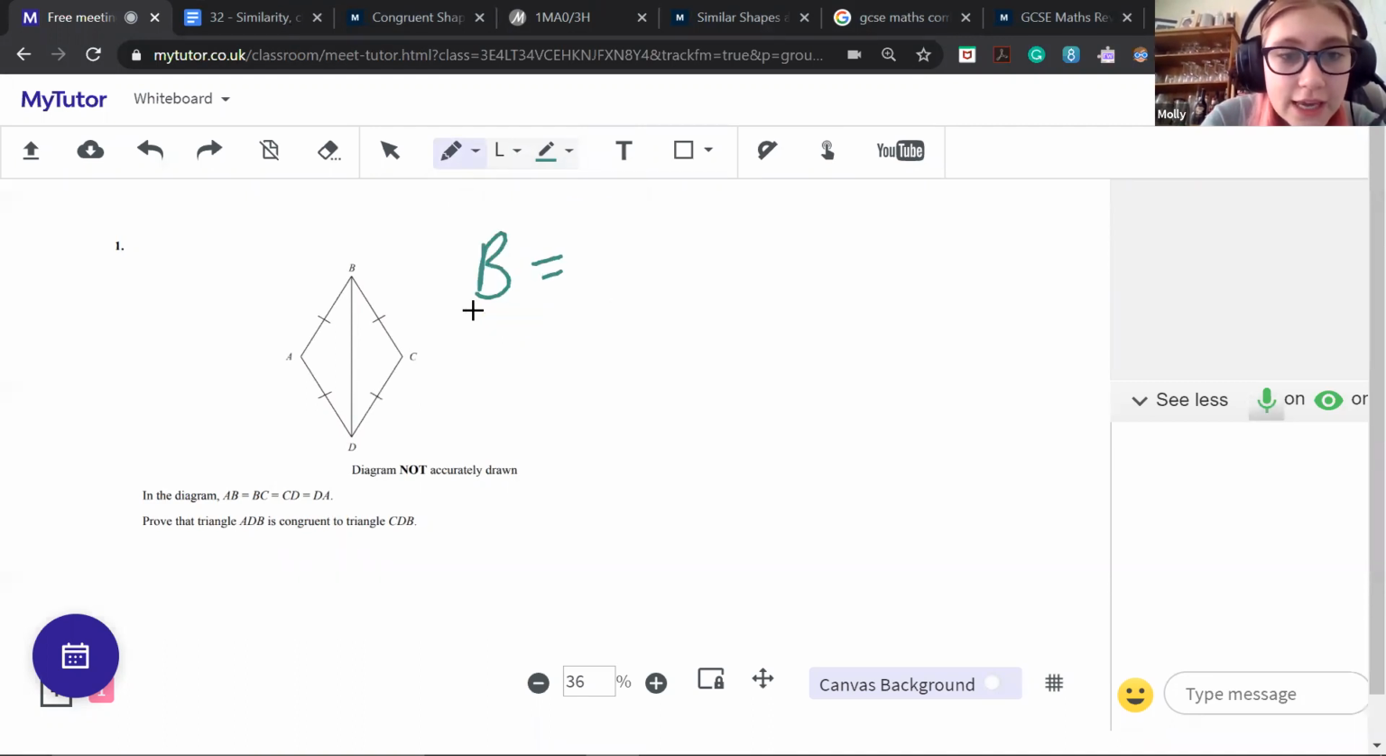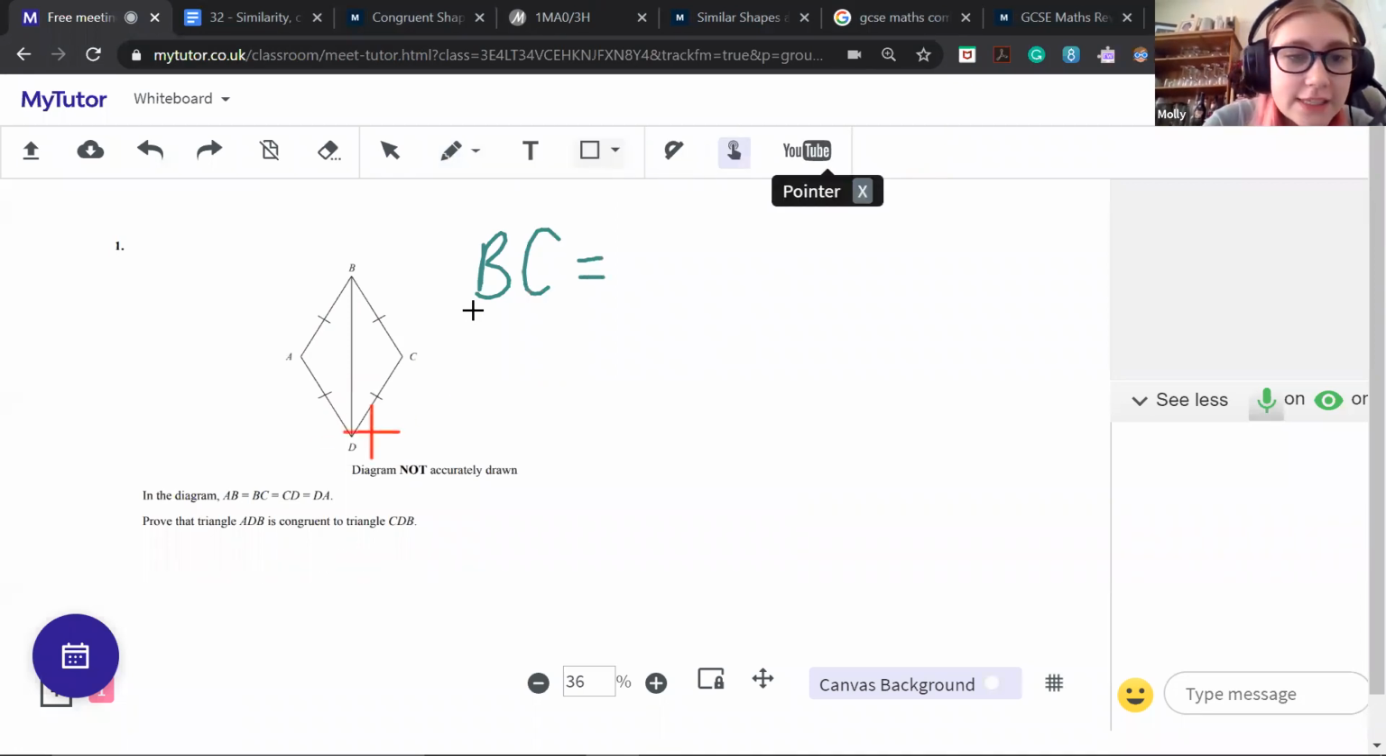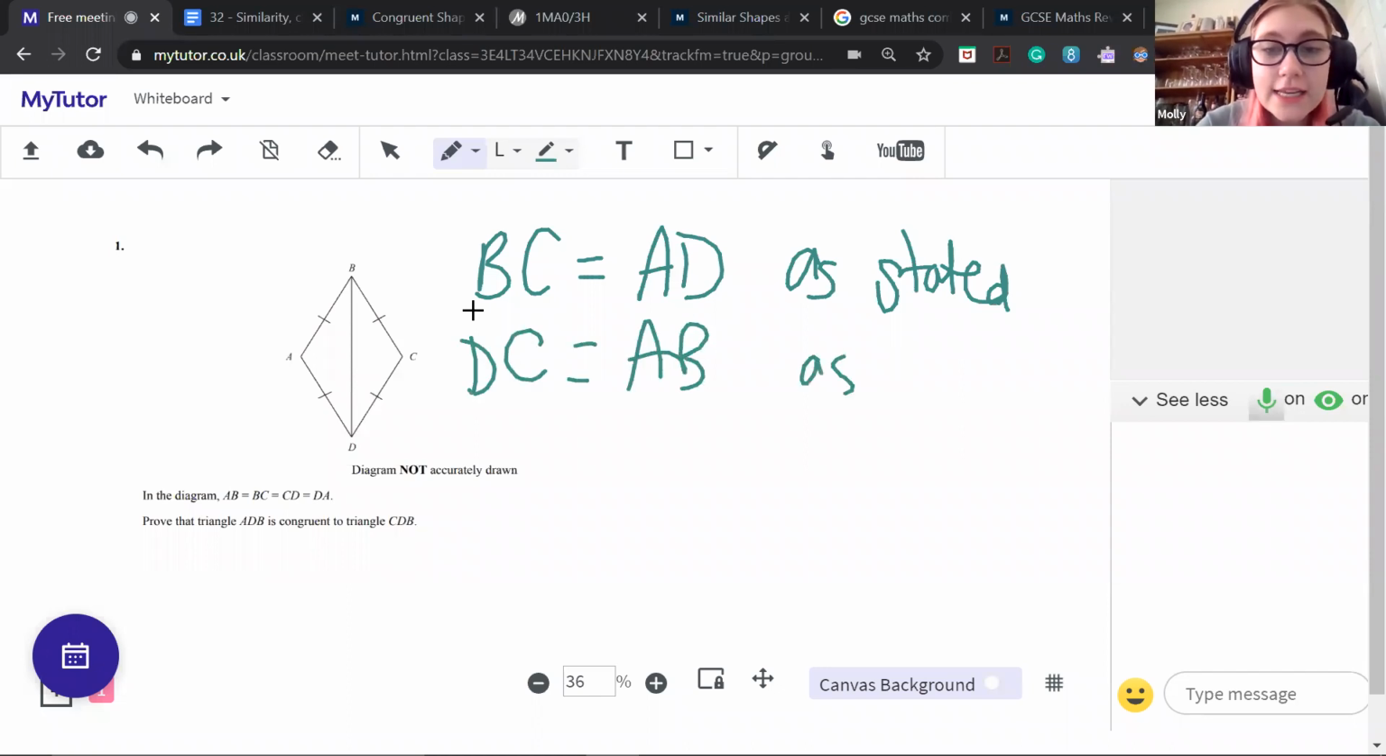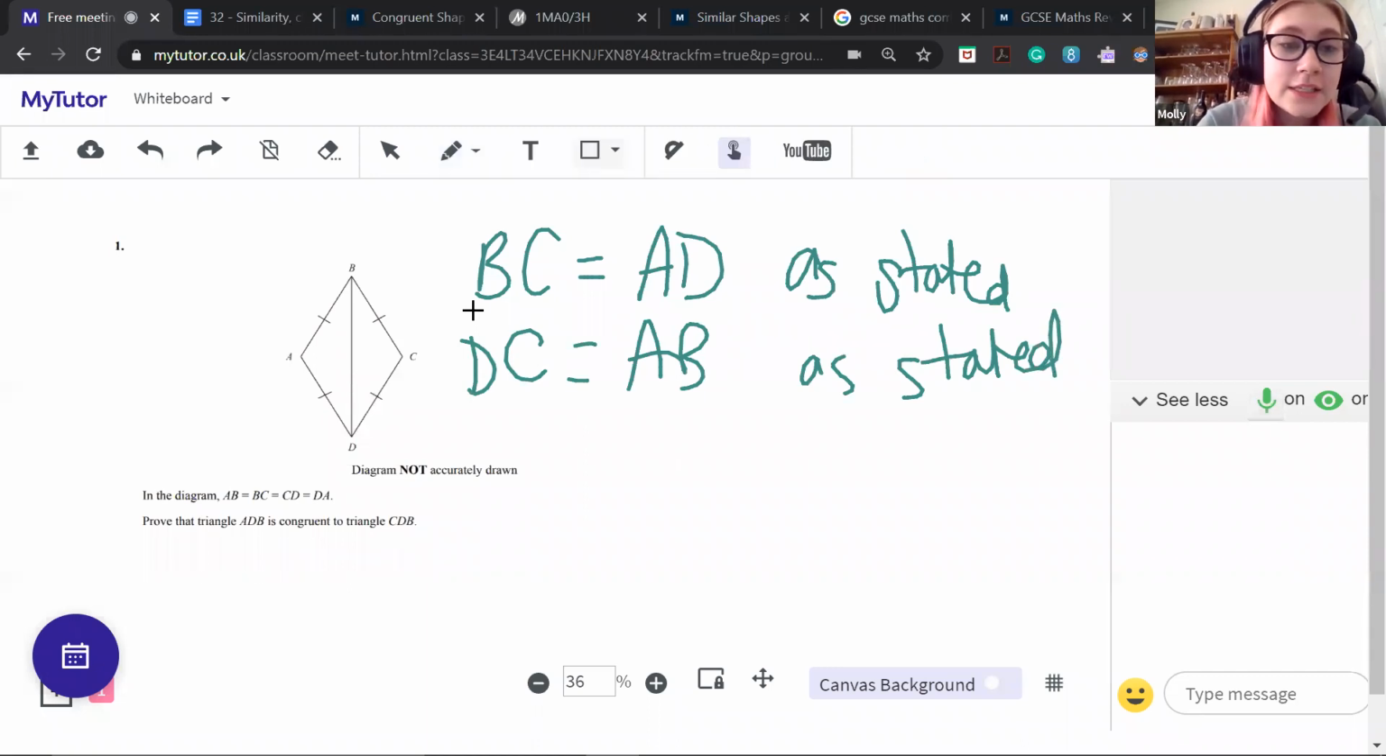so here this is okay. So we can say that BC equals, and we're going to say that this is this triangle, but rotated round. So we're going to say BC equals AD. And we can just say as stated, because that one is just given to us. And similarly, DC equals AB as stated. And then, so we've proved this and this, so we just have to prove this.